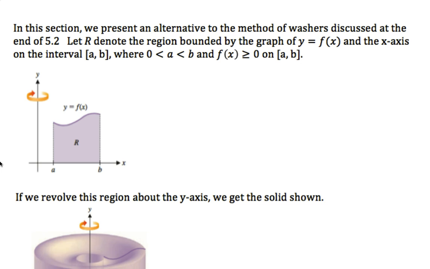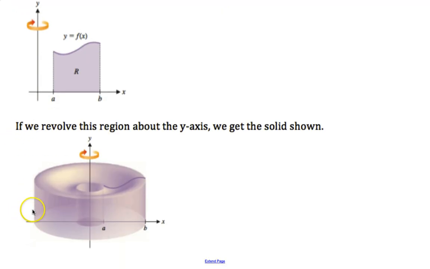In this section, we present an alternative to the method of washers discussed at the end of 5.2 in the second video. If we let R denote a region bounded by the graph of y equals f of x and the x-axis on the interval from a to b, where 0 is less than a, which is less than b, and f of x is greater than or equal to 0 on a and b. Basically all that's saying is that this entire region will be contained within the first quadrant. If we take that region, which is this purple region right here, and we revolve the region about the y-axis, we're going to get this solid.